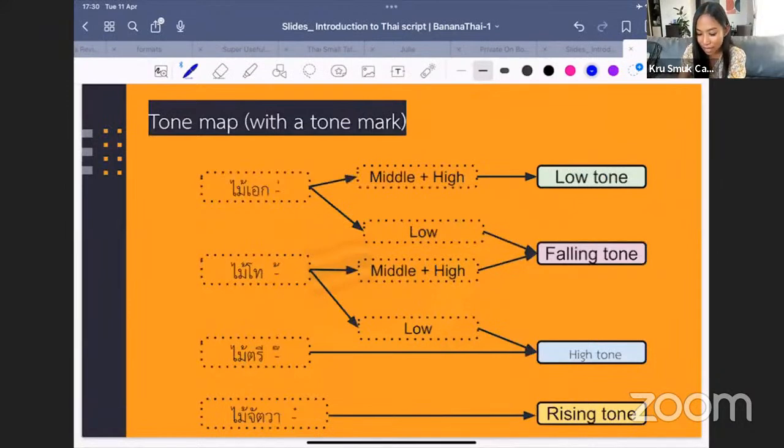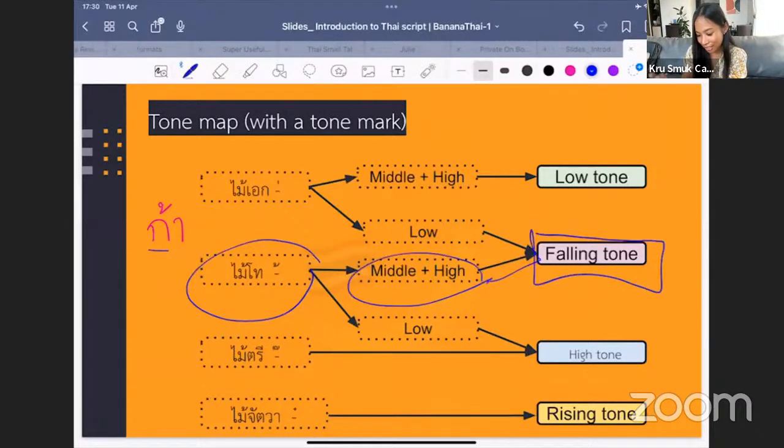If it has a tone mark, let's say this word with my toe, so it is my toe here. Is it กอไก่? What class is it? กอไก่, middle. Middle, it goes to the falling tone. So this word กา falls like this. Ka. Ka.